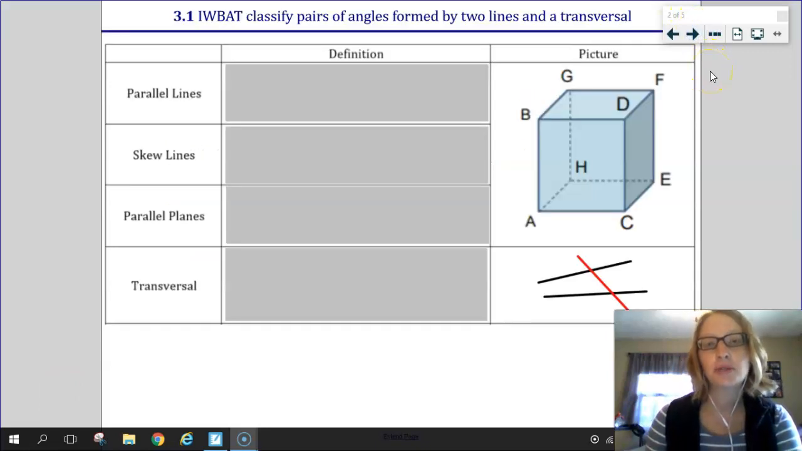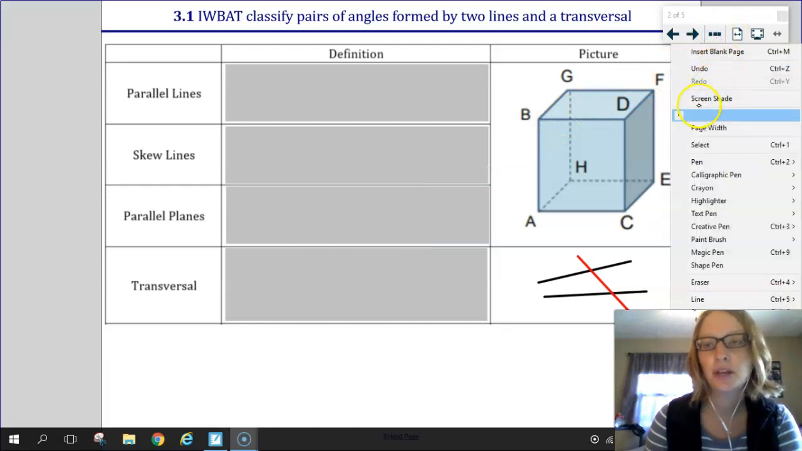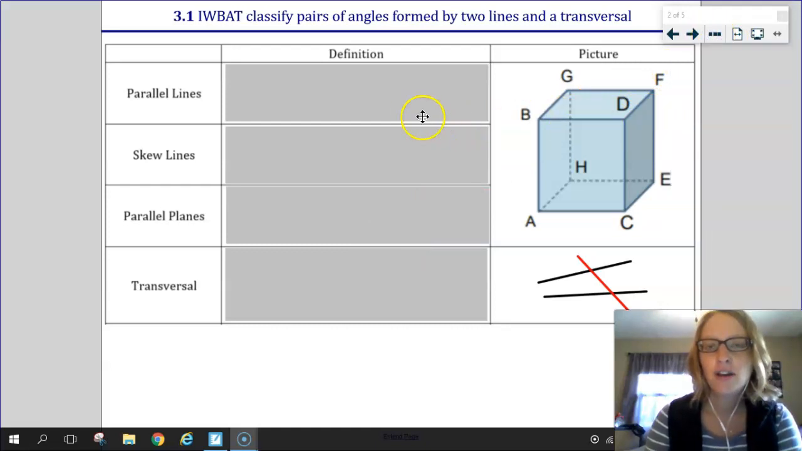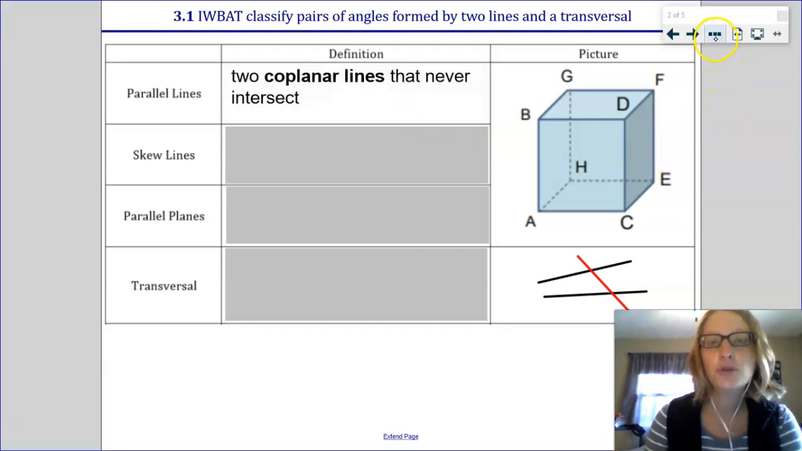We're going to start chapter 3 with some vocabulary, just like we did in the previous chapter. Our first vocabulary word today is parallel lines. Now, this is a concept that you're probably already familiar with from previous classes, but our definition for parallel lines is any two coplanar lines that never intersect each other.